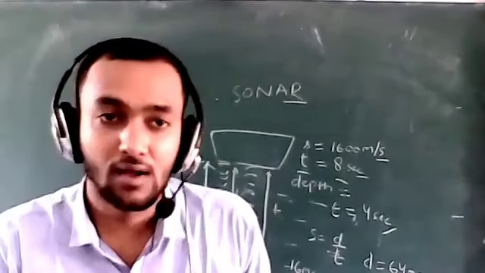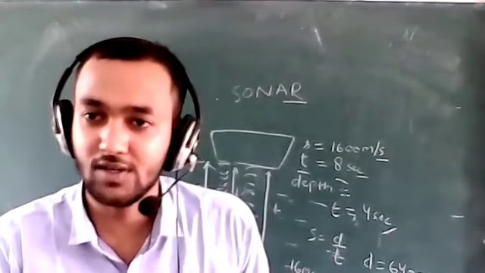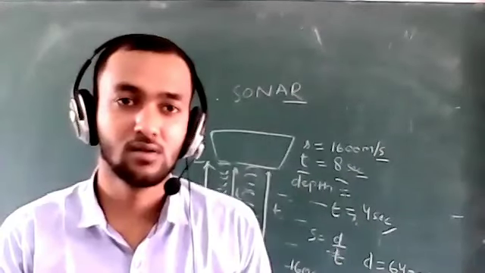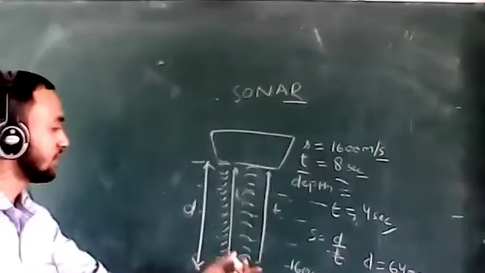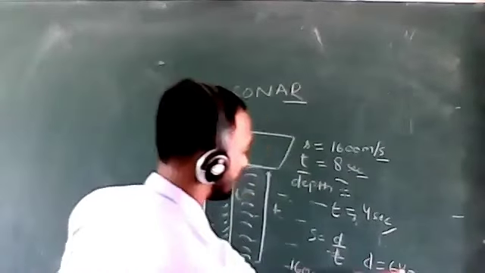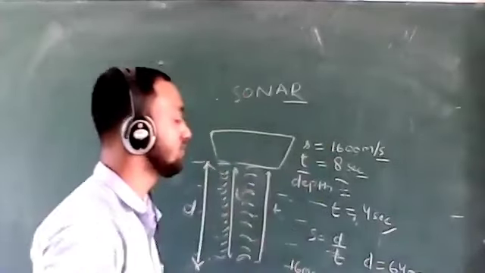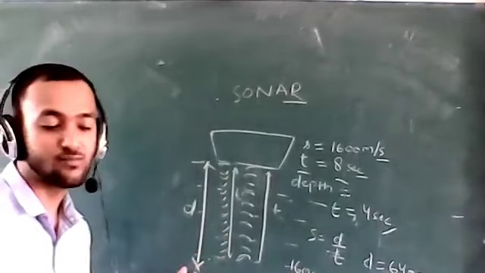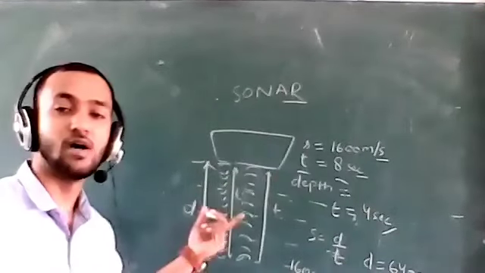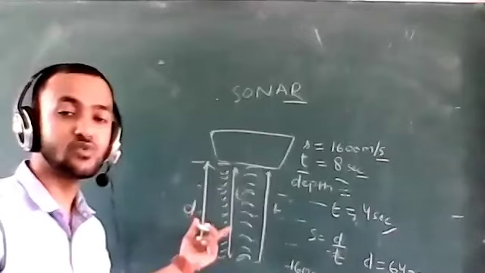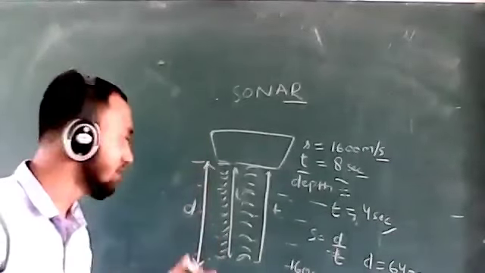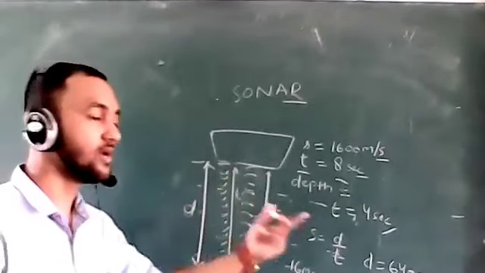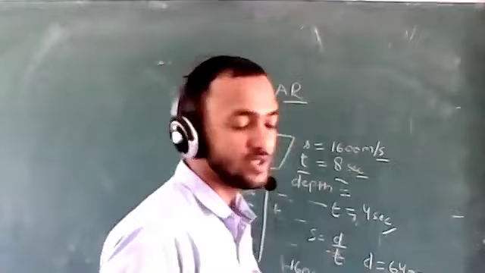If you have no doubt, you can lower your hand. Okay, so this is not kilometer, it is 6400 meter. This way, the sailor calculates the depth of the sea by the sonar method. The sonar is fitted on the ships. They produce ultrasonic sound, and after striking the bottom of the sea, it reflects back. They record the time period, calculate with the formula, and get the depth of the sea.